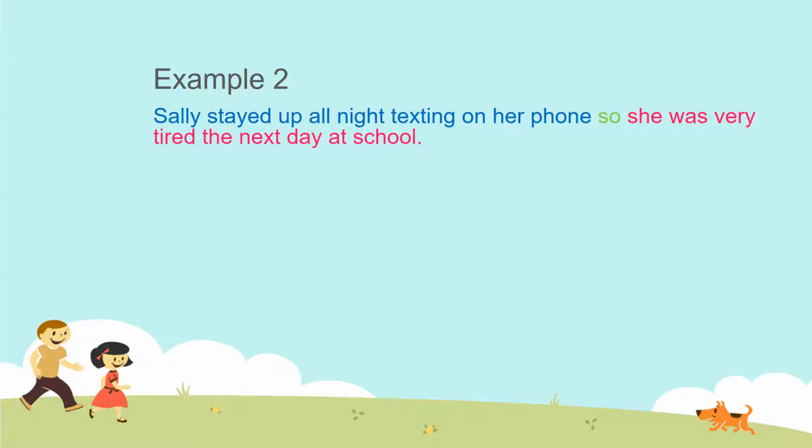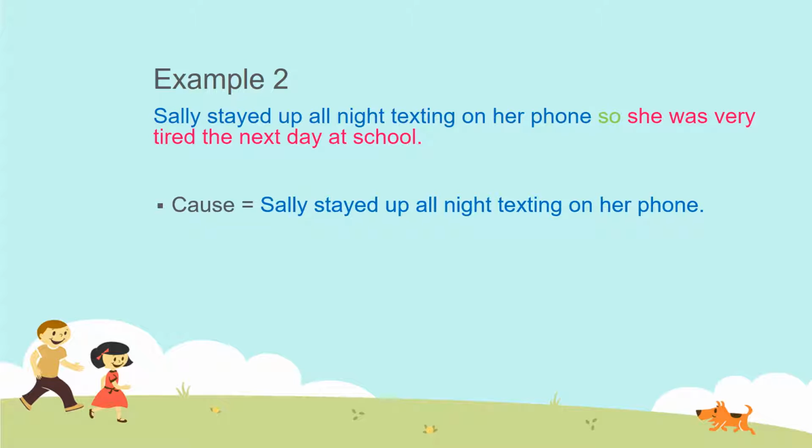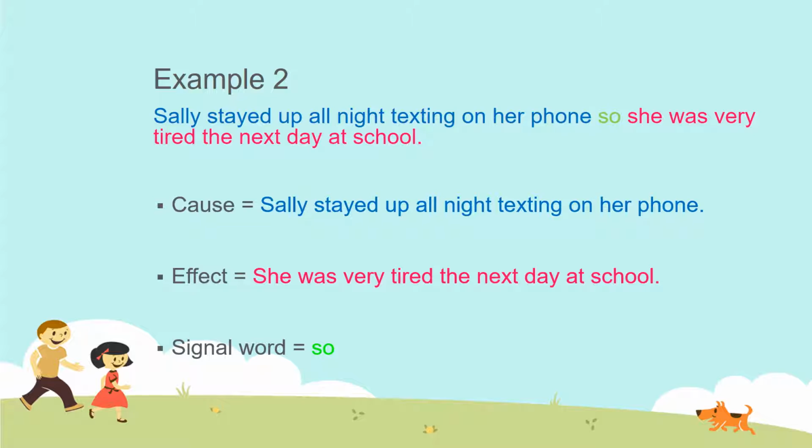Why was she very tired the next day at school? Because she stayed up all night texting on her phone. So when we look at the sentence, we know that her cause should be Sally stayed up all night texting on her phone. So her effect is she was very tired the next day at school. And the signal word in this sentence is the word so.